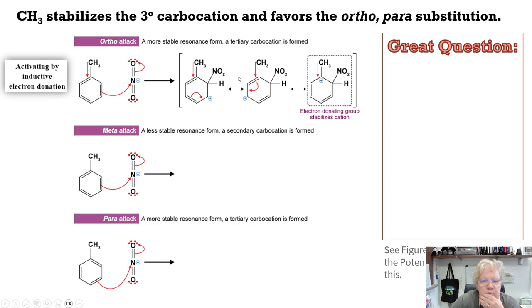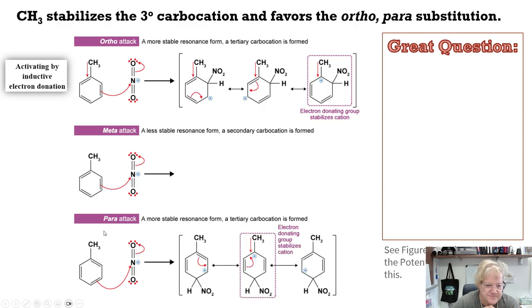Why? Because we do have a resonance form that puts the carbocation right here at this tertiary carbon, and this methyl group has inductive effects, so it pushes a little more electron density into this positive charge and helps to stabilize it. It makes this feel less positive, and we know chemistry likes not to be charged if possible. So that's why that's important. Let's go look at the para.